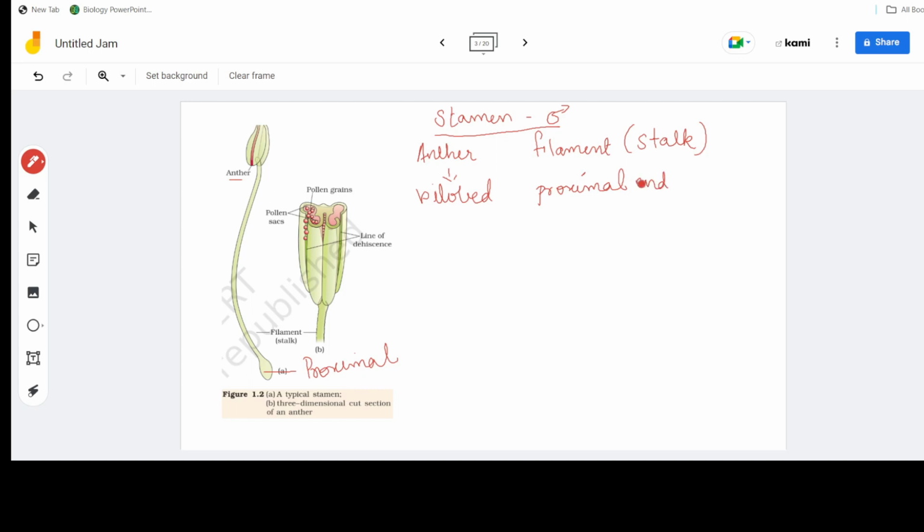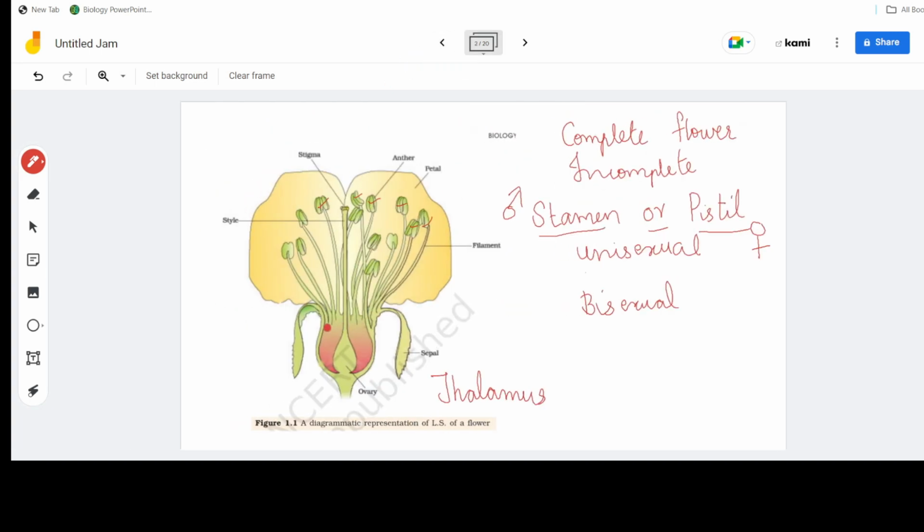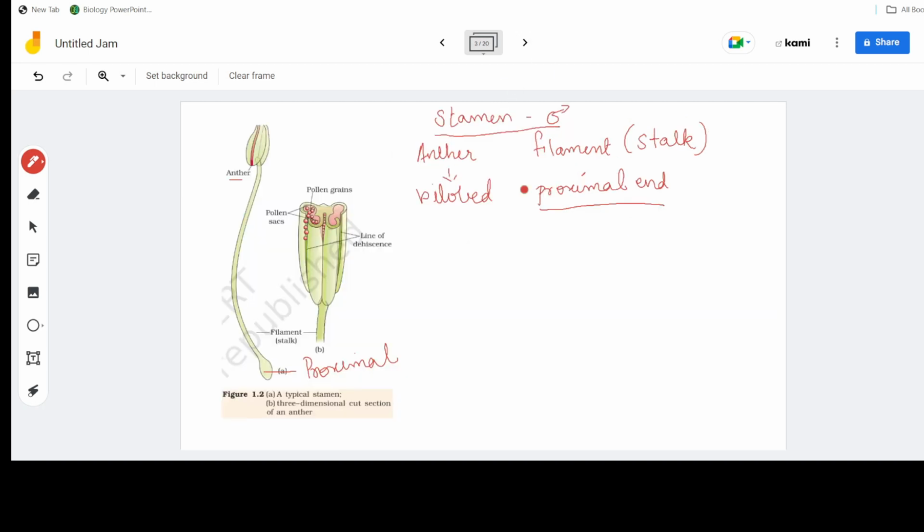I emphasize this because a few years back they asked this question as a multiple choice, and one time as assertion reasoning. So the filament at its proximal end is attached. This one is the proximal end here. With the help of the proximal end, it is getting attached to the thalamus. You can see that the thalamus is here, and the filament is attached to the thalamus at its proximal end.